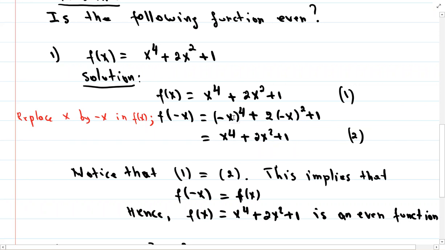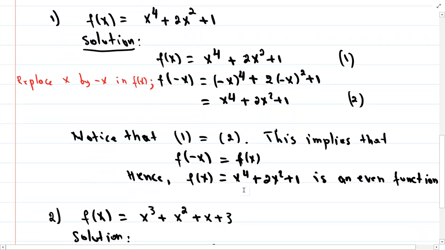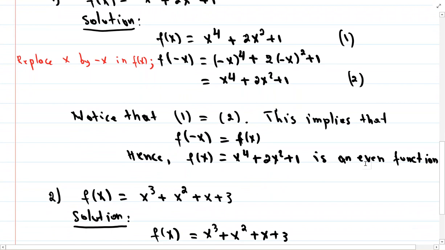And anytime you raise a negative sign to an even power, you get positive. So this gives us x to the fourth plus 2x squared plus 1, which is exactly the original function, which is just f of x. So we say f of negative x equals f of x, which in conclusion means that the function is even.